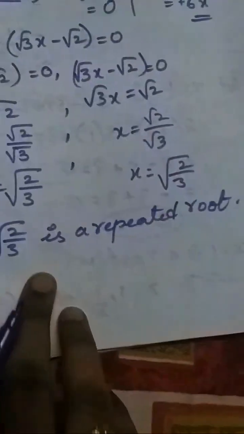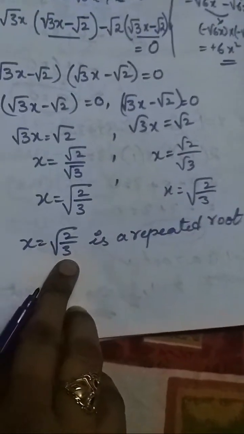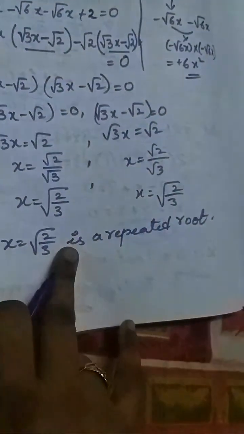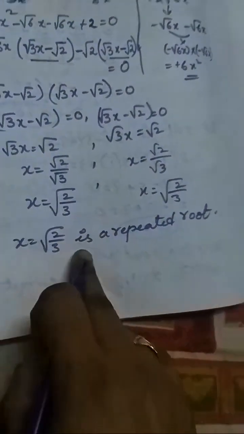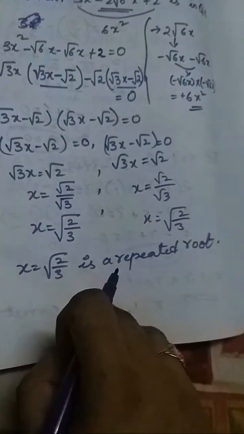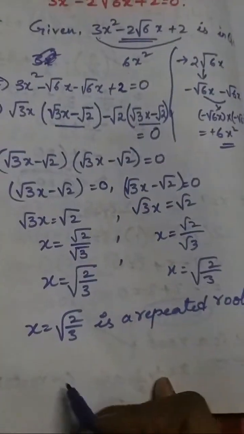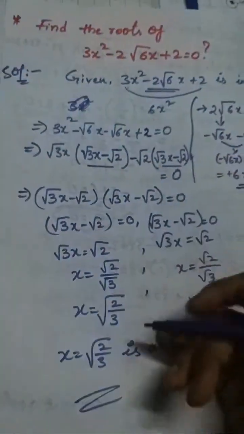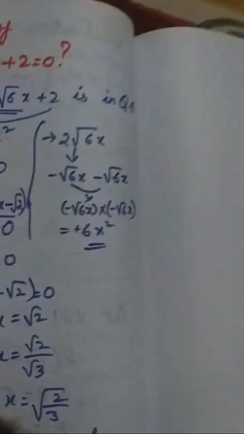Now these x values are repeated twice, for which we have written x equal to root 2 by root 3 is a repeated root. This root x is repeated here. So like this we have to find the roots of the equation. Root means x, nothing but x.